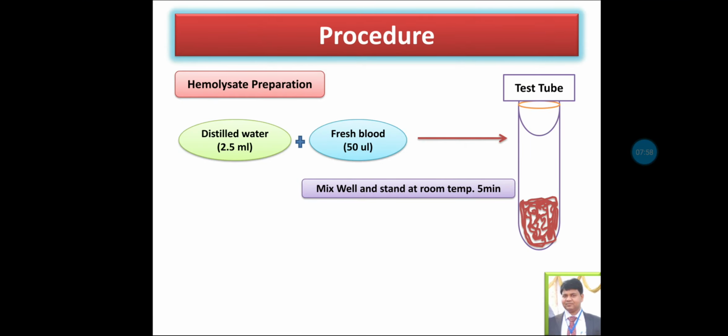If we go through the procedure, the first step we have to do is to prepare the hemolysate. For this we take a test tube, and to this test tube we add 2.5 ml of distilled water and 50 microliters of fresh blood, which is taken in an EDTA vial. We mix this solution and keep it for 5 minutes at room temperature, and this is how the hemolysate is prepared.